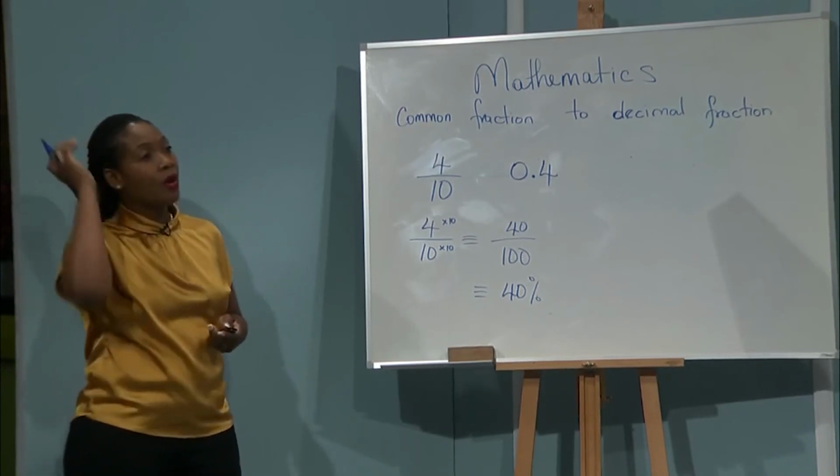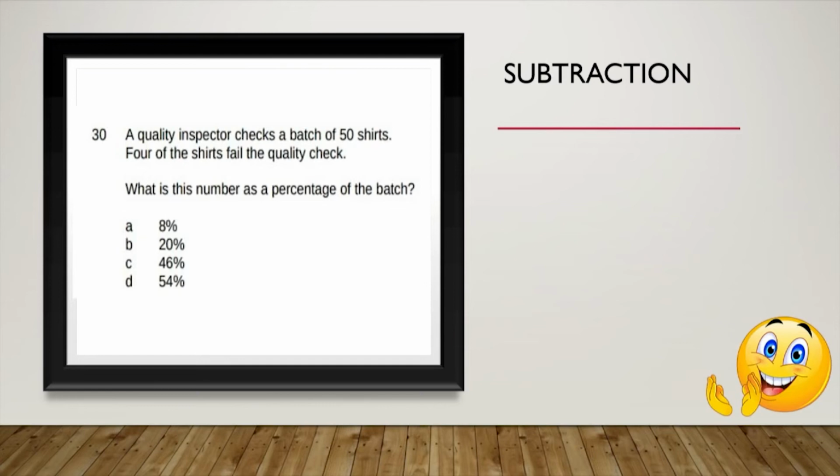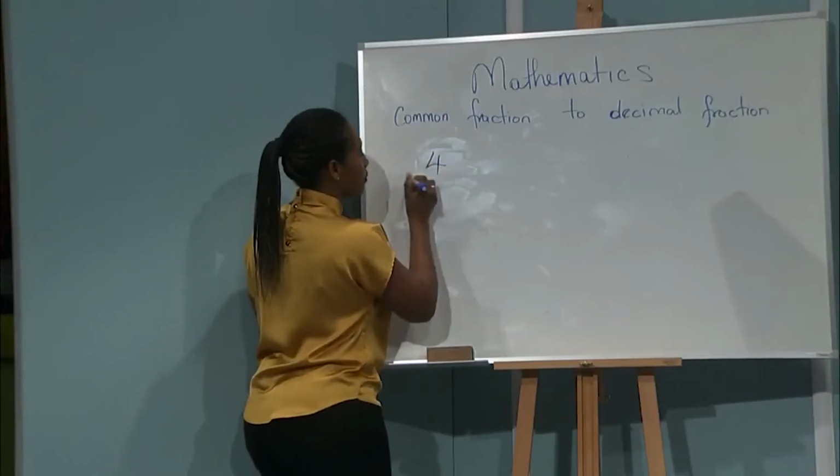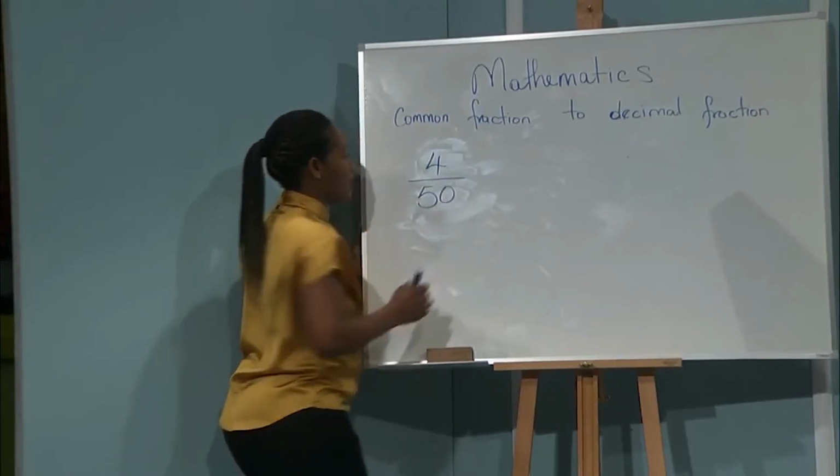Next question. A quality inspector checks a batch of 50 shirts. Out of those 50 shirts, 4 of the shirts fail the quality check. So you're quality assurance personnel, and you're ensuring that these shirts go out in good condition. Now, after checking 50, 4 of them did not meet the standard. What is the number as a percentage of the batch? So let's write the fractional representation first. So it is 4 of the 50, so it's 4/50.